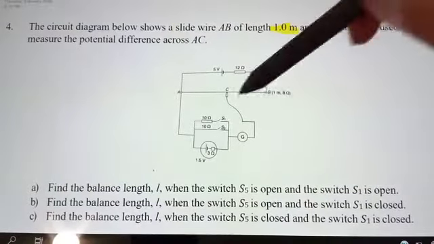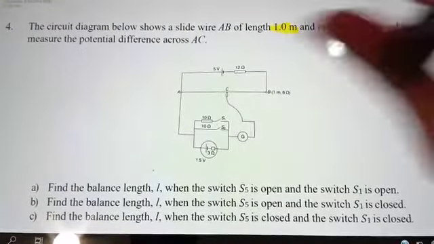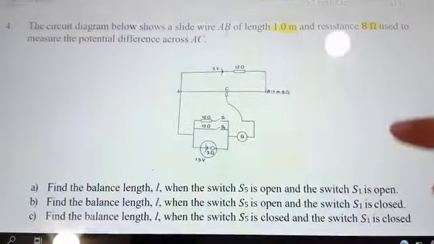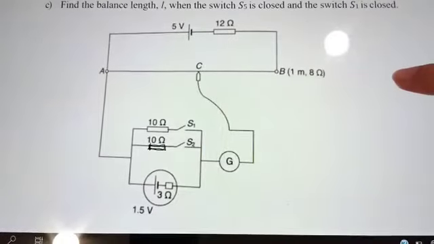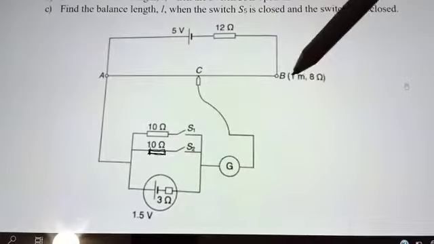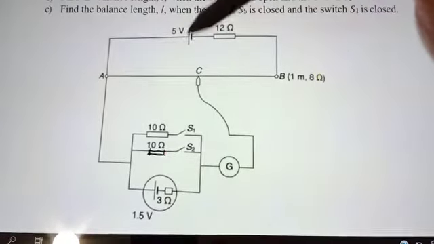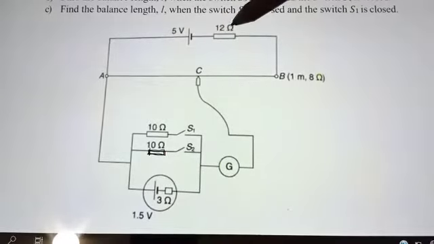Actually, this is not so clear. Below there is an even clearer picture. Yeah, this one. So this AB is 1 meter and resistance is 8 ohm. Okay, and we have a battery here, 5 volt, and this is a resistance of 12 ohm.